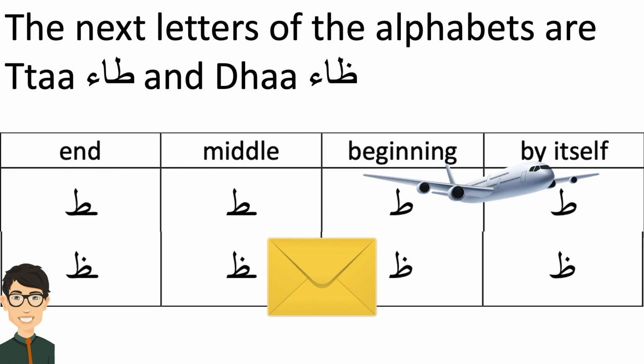The next letters of the Arabic alphabet are Ta and Dha. Ta sounds like T in English, but it's much, much thicker sounding. And Dha is really close to the TH combination in English, as in that, but it has a much thicker and deeper sound. Now, they both look similar to one another, except that Ta has no dots and Dha has one dot on top.